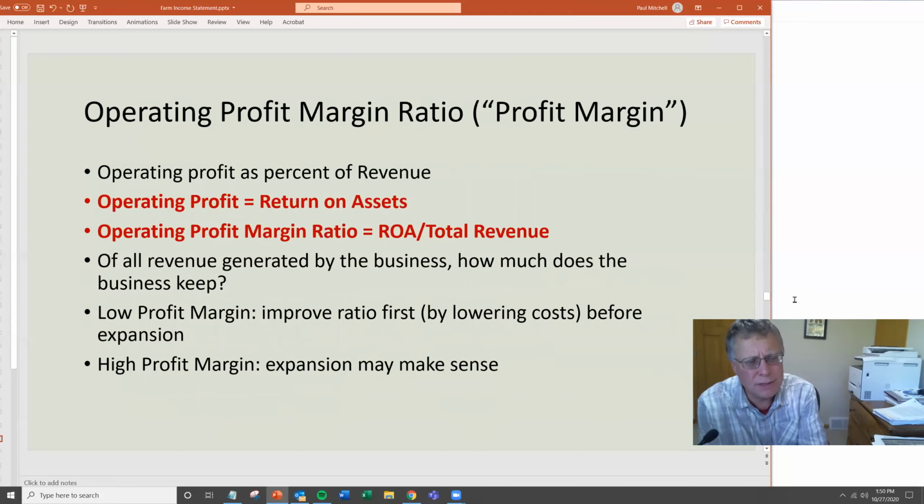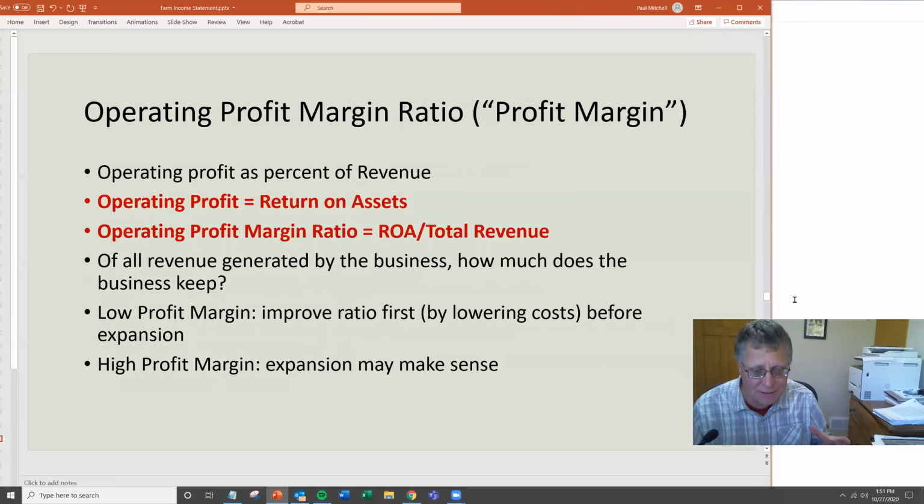The last measure is the operating profit margin. I always call it the profit margin. Essentially, your return on assets is your profit, and then you divide by the total revenue. So you have a total amount of revenue come in, then you subtract off all these different costs to get the return on assets, and divide by the total revenue. It gives you a percent. So of all the revenues generated by the business, how much does the business keep?